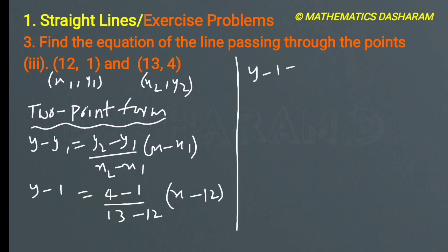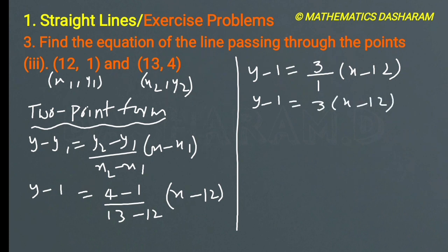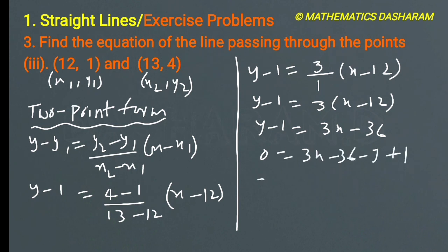Y minus 1 equals 4 minus 1 is 3, 13 minus 12 is 1, into x minus 12. So y minus 1 equals 3 by 1 is 3 itself. So y minus 1 equals 3, multiply inside, 3 into 12 is 36. 0 equals 3x minus 36 minus y plus 1. So 3x minus y minus 35 equals 0.